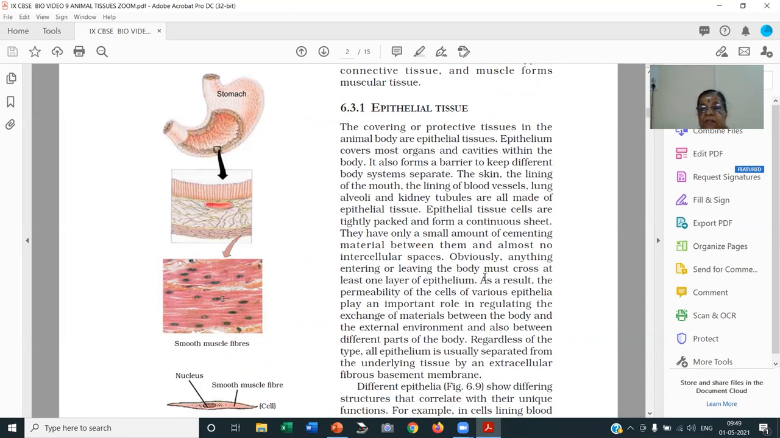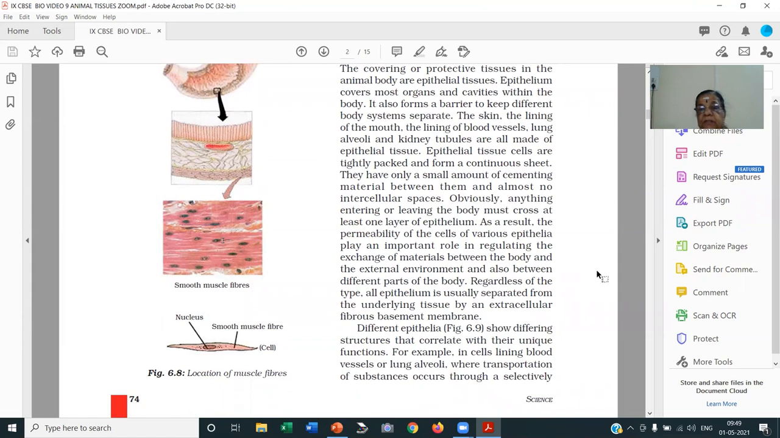Anything entering or leaving the body must come across at least one layer of epithelium. As a result, the permeability of the cells of various epithelia plays an important role in regulating exchange of material between the body and the external environment. I hope you note this down.